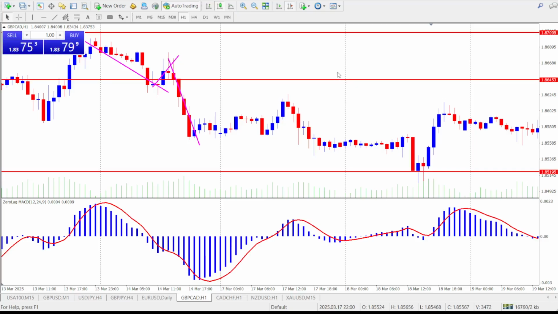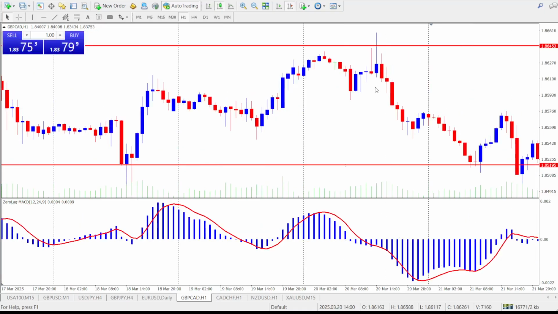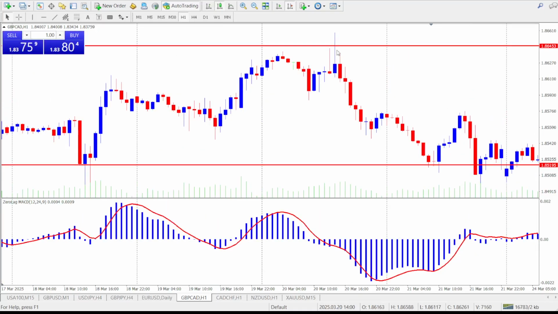For instance, let's say you spot a bearish pin bar. Let's say you spot a bearish rejection candle at the top of the chart, but you are unsure whether to take the short position. By checking the ZeroLag MACD, you can easily confirm whether the market is truly bearish.